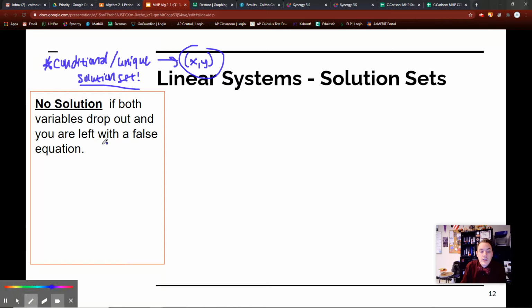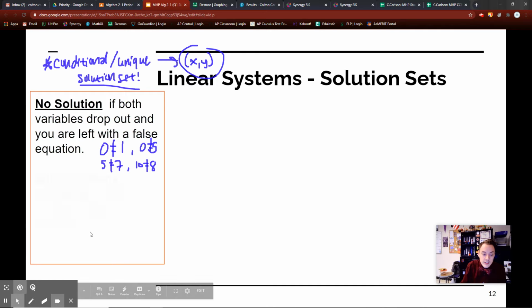No, let's do a better one. Something like this, 0 equals 1. Or 0 equals 5. Or 5 equals 7. Or 10 equals 8. You get the picture? Does 0 equal 1? No. Does 5 equal 0? No. Does 5 equal 7? No. Does 10 equal 8? No. Okay, this is what's called a false equation or false solution set.